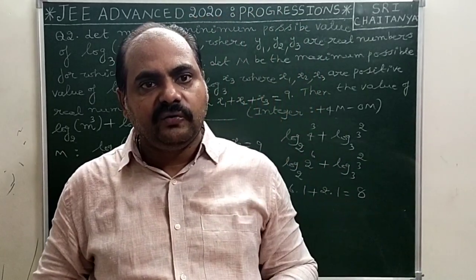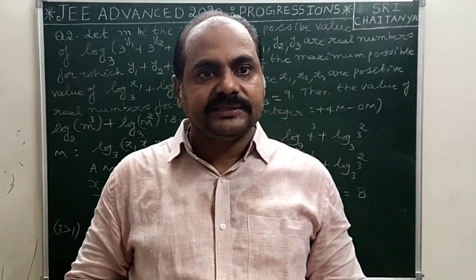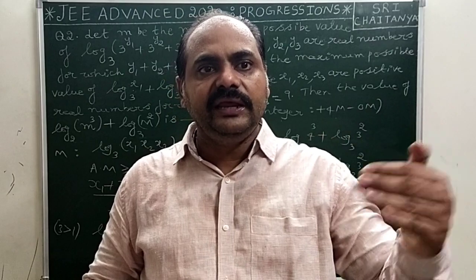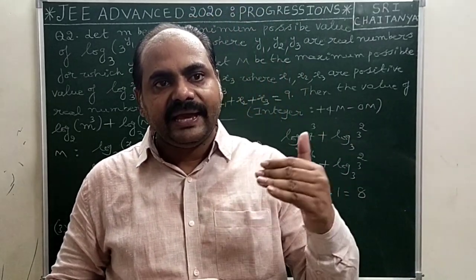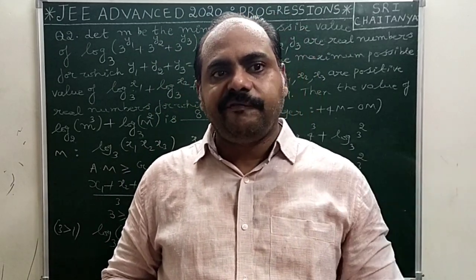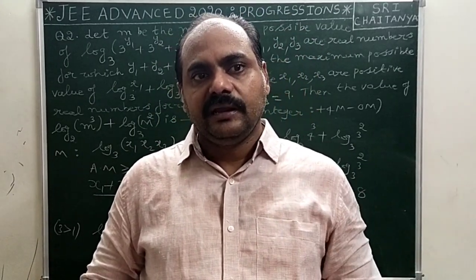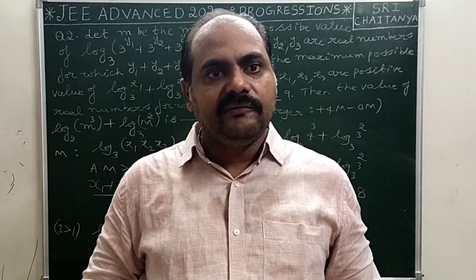So this is about progressions. 2 questions are given, 2 are integers, so totally 8 marks are there. Regularly every year on progressions you will get a minimum of 1 question and a maximum of 3 questions. So for scoring marks, the progressions chapter, and especially the AM-GM and AM-GM-HM inequality, is very important.